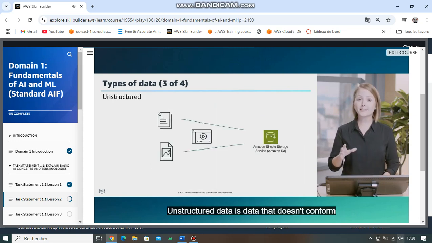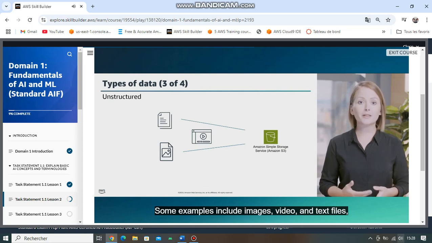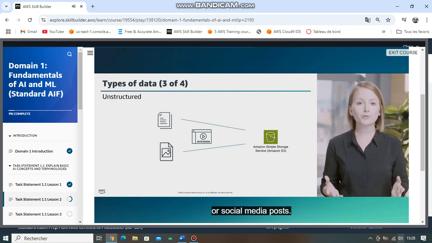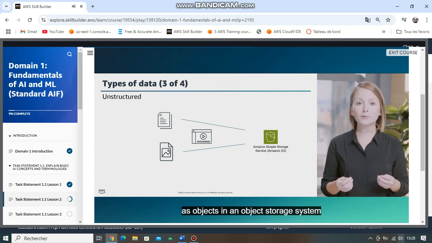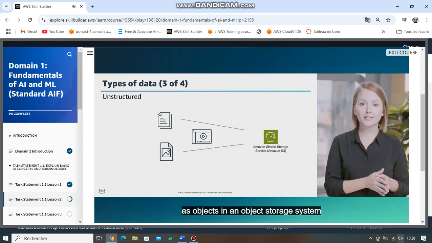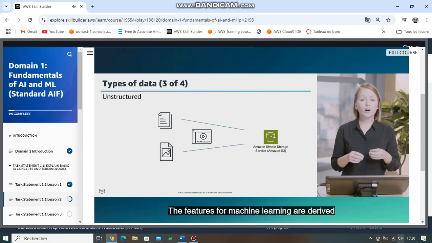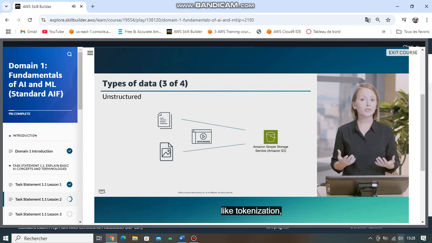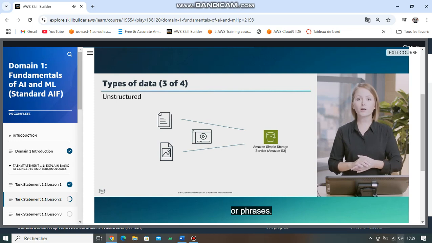Unstructured data is data that doesn't conform to any specific data model and can't be stored in table format. Some examples include images, video, and text files, or social media posts. Unstructured data is typically stored as objects in an object storage system like Amazon S3. The features for machine learning are derived from the objects by using processing techniques like tokenization, which breaks down text into individual units of words or phrases.